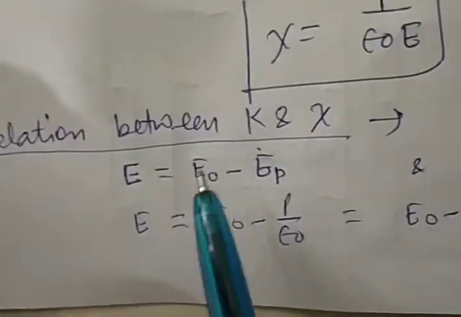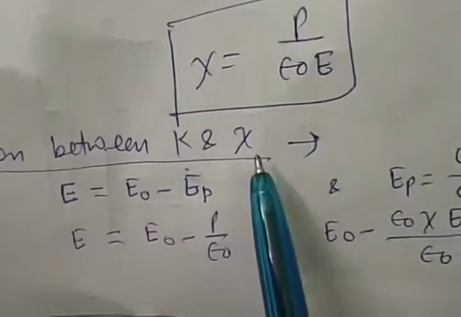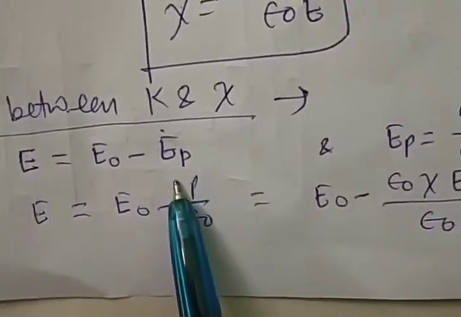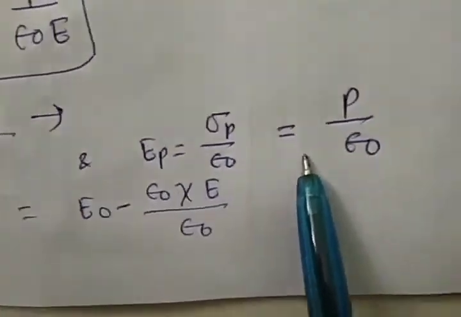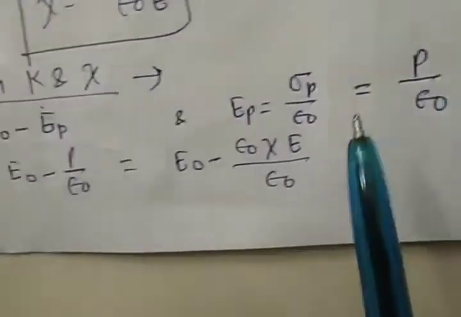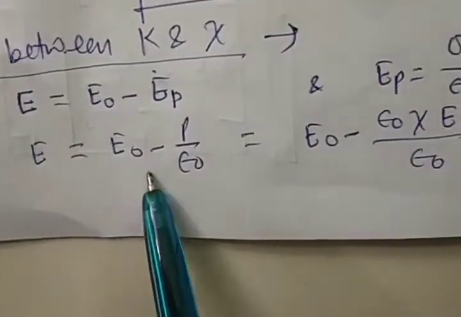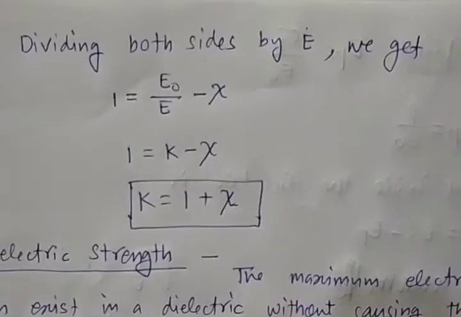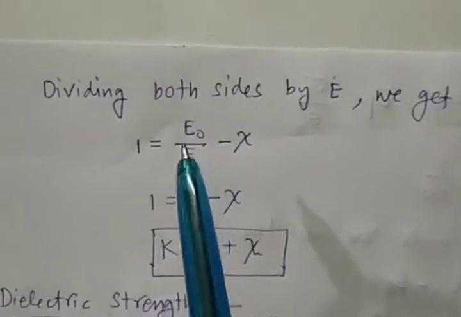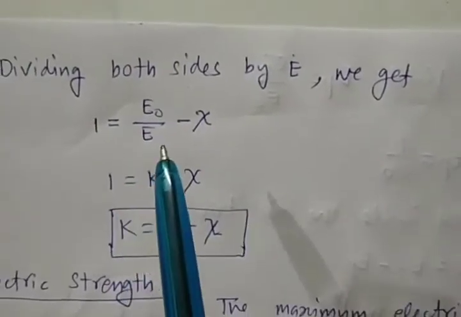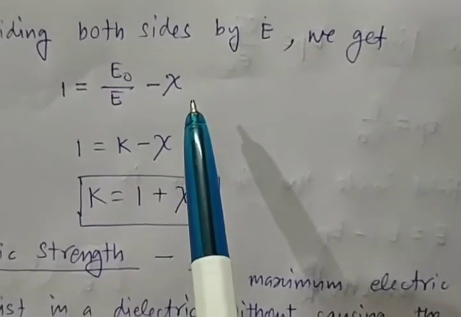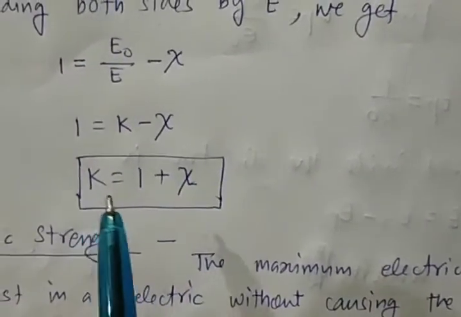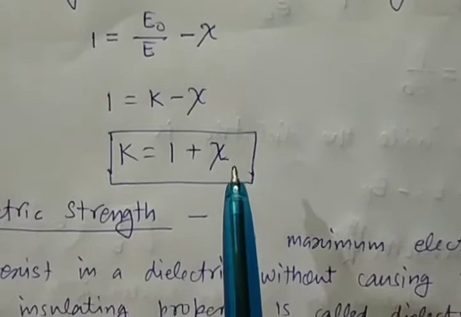And there is one relation between dielectric constant and electric susceptibility. And how can we find it? Like E is equal to E naught minus EP. EP is sigma P upon epsilon naught, that is P upon epsilon naught. That we have shown. So finally we get E is equal to E naught minus chi E upon epsilon naught. If we divide both sides by E, we get 1 is equal to E naught upon E minus chi, and E naught upon E is K. So finally the relation is K is equal to 1 plus chi.